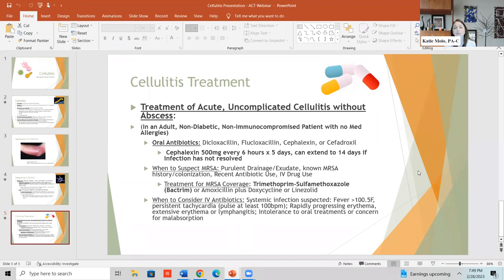And then this is just a little caveat for you, because oral antibiotics aren't always going to be effective. So when do you do IV antibiotics? When you anticipate that the infection is body-wide or systemic, so the fever, tachycardia, if the redness is just rapidly progressing, if there is a lot of swelling, or if they have that red streak going up the arm, then you kind of suspect that the lymph nodes are involved. If they have been prescribed an oral antibiotic in the outpatient setting and failed it, if they can't take oral treatments, or if you're worried they won't be able to absorb the antibiotic.